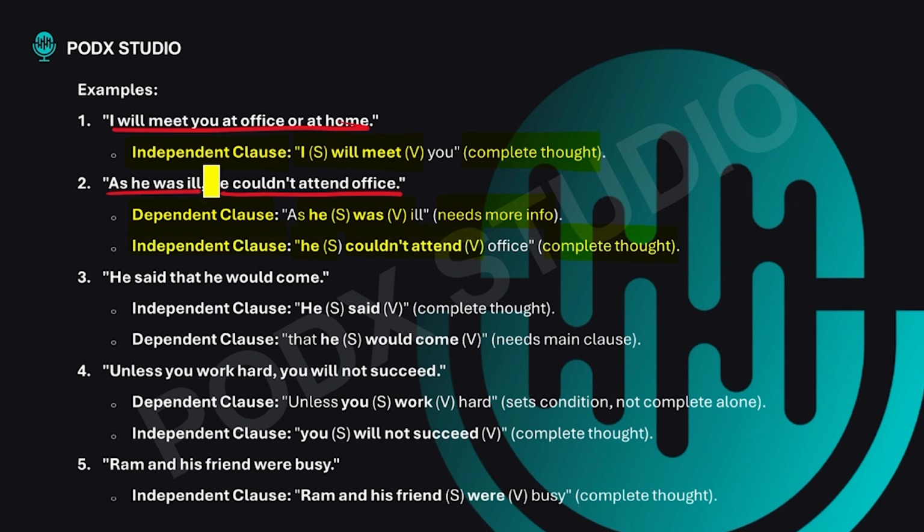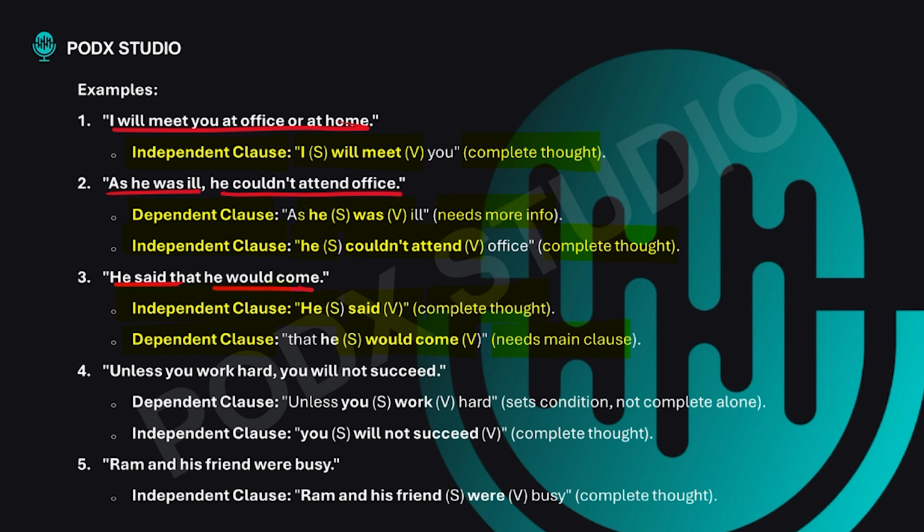The third example, he said that he would come. Here, "he said that": he is the subject and said is the verb. It is giving the complete thought and a complete, meaningful sense. That's why here it is an independent clause. But a dependent clause will have the subject plus verb combination but will not give the meaningful sense. That's why here "he would come" is a probability. Not sure. Not giving the meaningful sense.